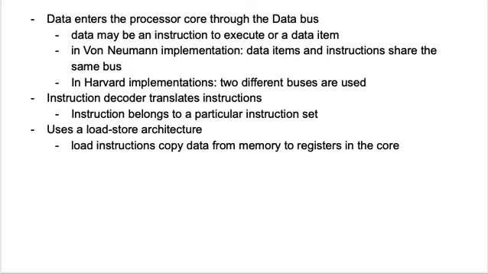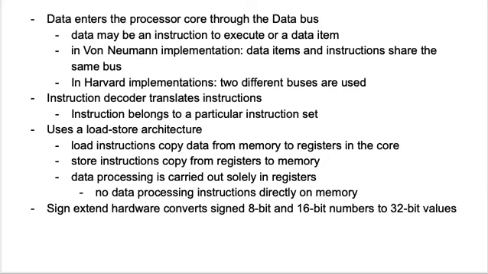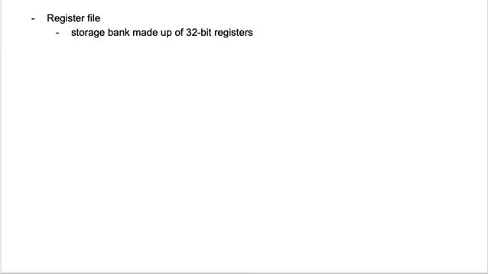The registers and memory operations use the load and store architecture. Load instructions copy data from memory to registers, and store instructions copy data from registers to memory. Data processing is carried out only in the registers. The ARM processor does not operate directly on the memory. The sign extend hardware is a unit that converts all the input data to 32-bit values if they are not 32-bit.